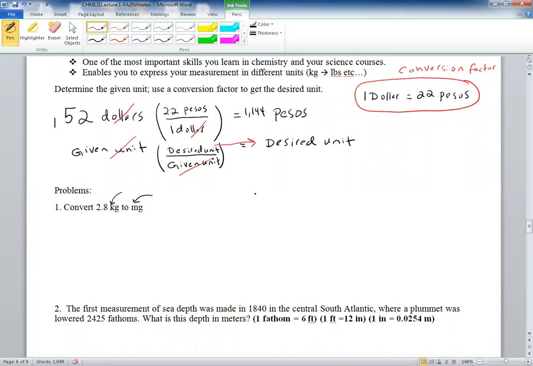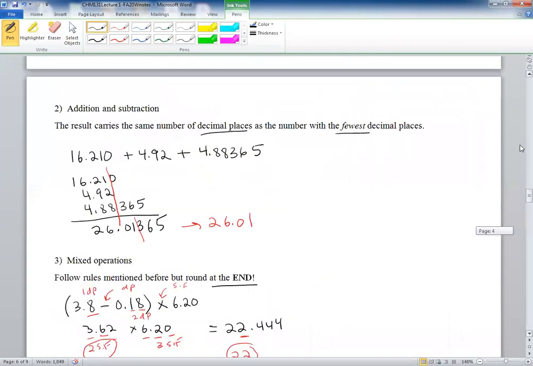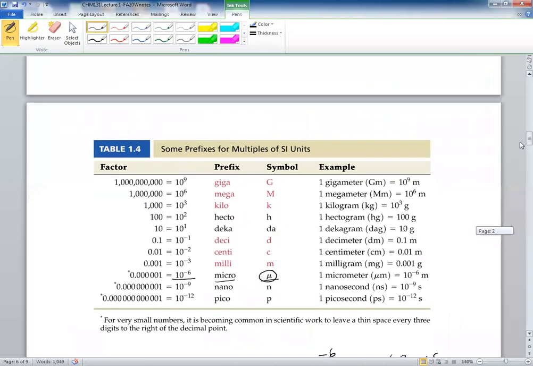Okay, so if you go back to this table right here, kilo is 10 to the third, and milli is 10 to the negative third.